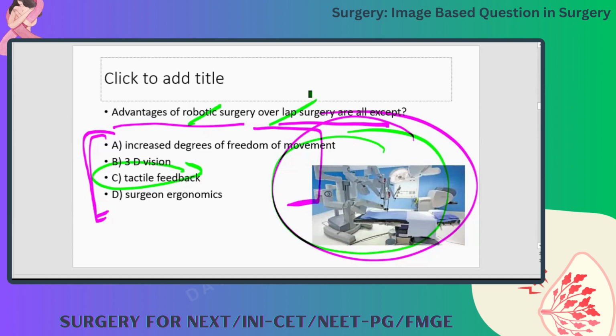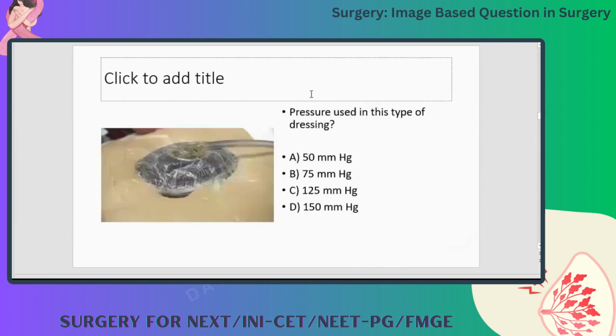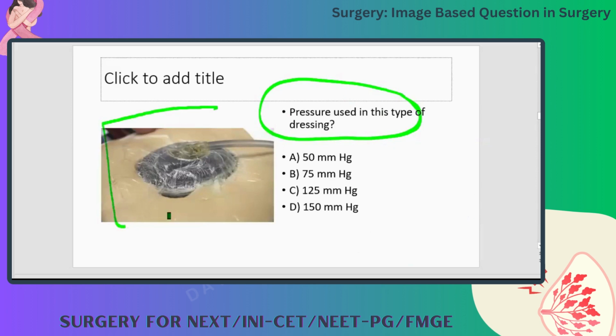Is it there in lap? No, it is not there in lap also. Okay. What is this? Basically, what is this? Tell me, and then we can discuss.